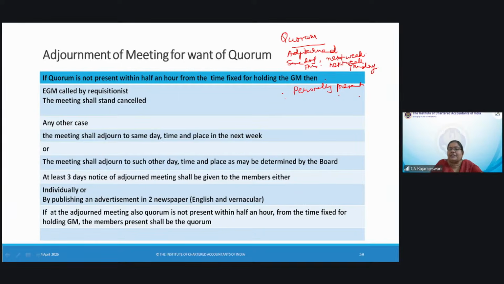So in an adjourned meeting, whoever are the members personally present, they will form a quorum. Suppose they have not mentioned this as an automatic adjournment, the board may specify the meeting stands adjourned and it will be held on a particular date. So the board has got the power to determine the date of the adjourned meeting. If it is the same day, you need not give notice. If it is determined by the board, then you have to give a notice for that.